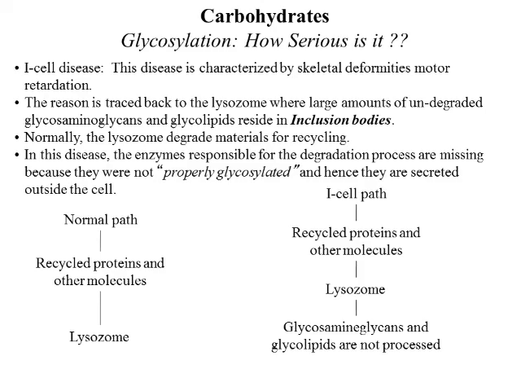So as I just mentioned, the normal path is recycled proteins end up in the lysosome, processing enzymes will come and separate the carbohydrates from the protein, carbohydrates are broken into monosaccharides and their units, and that's recycled. And of course, proteins are broken into amino acids, and that's recycled, as we will see towards the third part of our course. And the I-cell path, I stands for inclusion bodies.